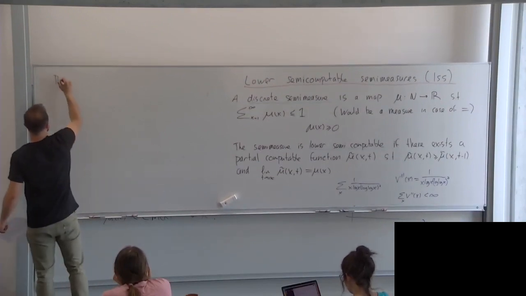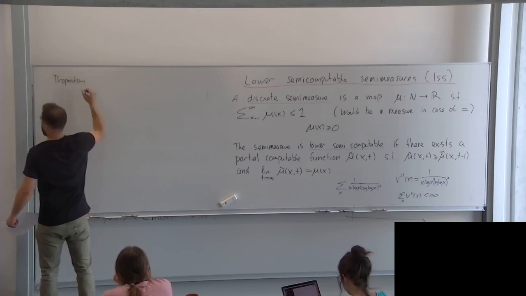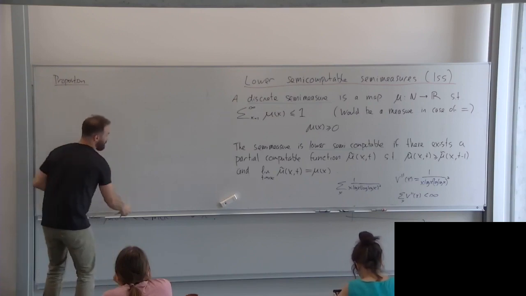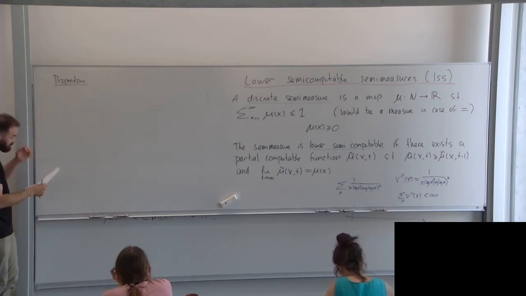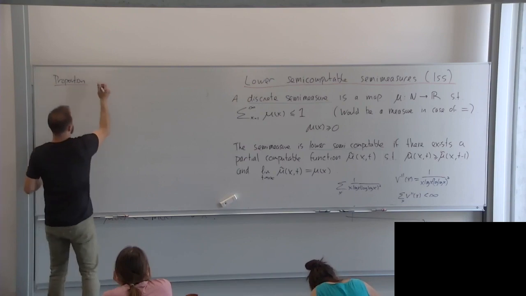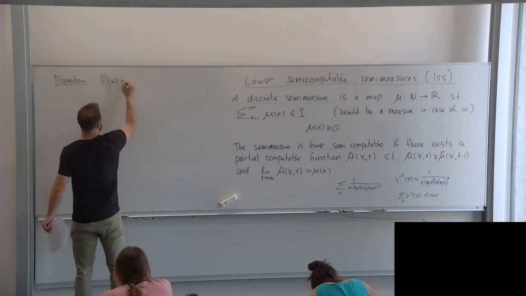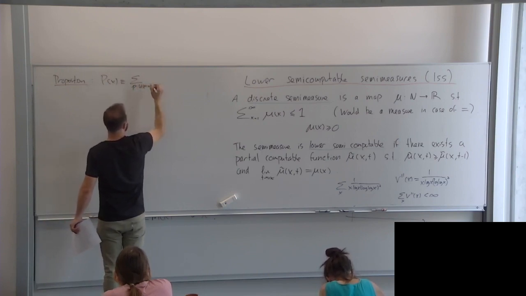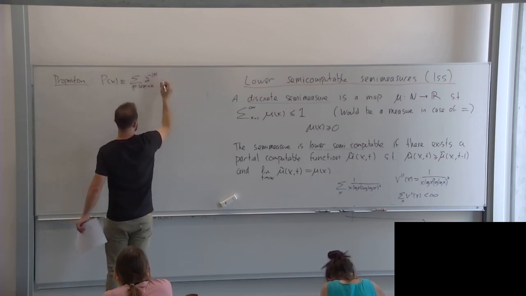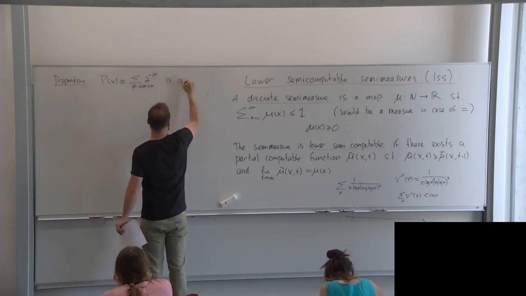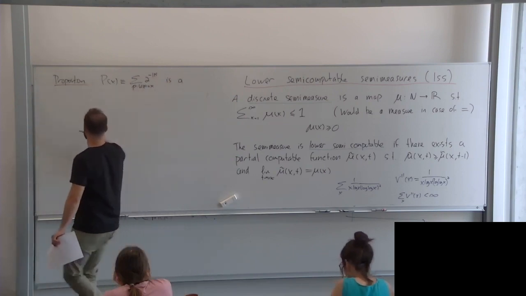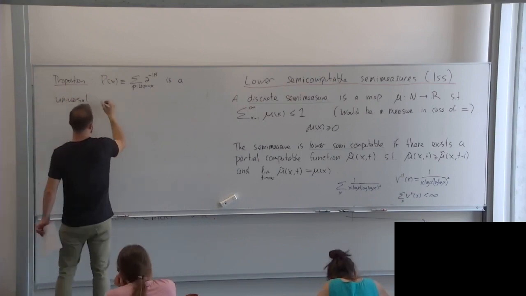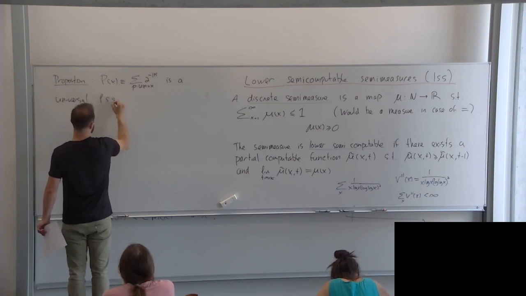Okay. Proposition. I'm going to state the main proposition and then we'll see how I want to manage time to go into the details of the explanations and the proofs. P of x, which we've already met, was defined as the sum over all p such that u of p equals x, of 2 to the minus length of p, is a universal lower semi-computable semi-measure, LSS.